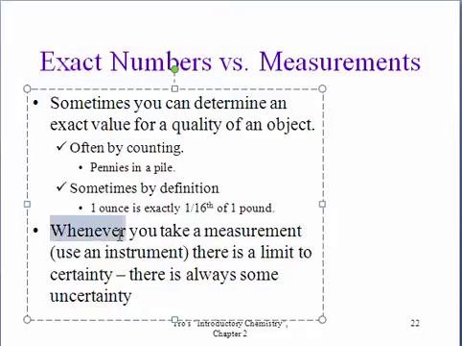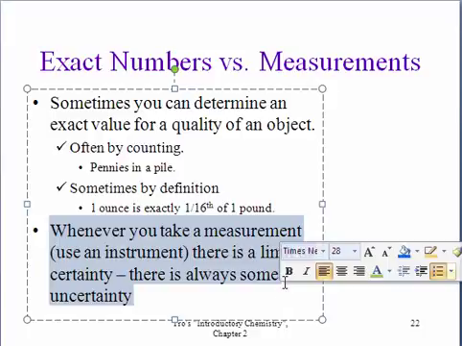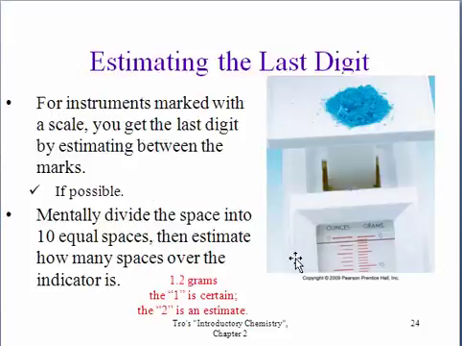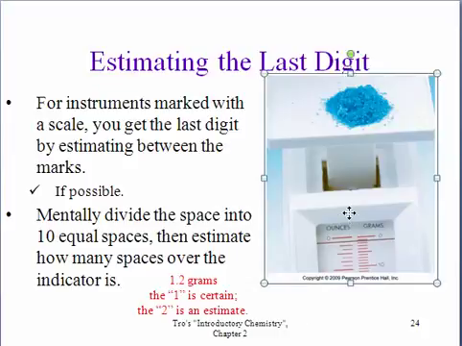However, measurements always have uncertainty. There's a limit to the certainty of any given instrument, and the way that a measurement is recorded indicates where that limit is. So let's take a look at a measuring device, and let's look at how to correctly record the data. When we are recording the numerical portion of data, the last digit and only the last digit is estimated.